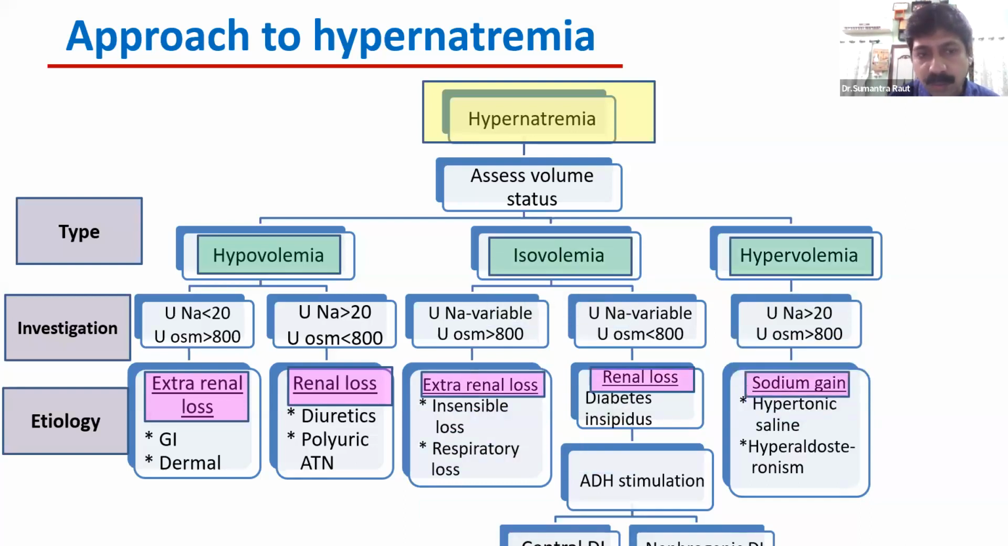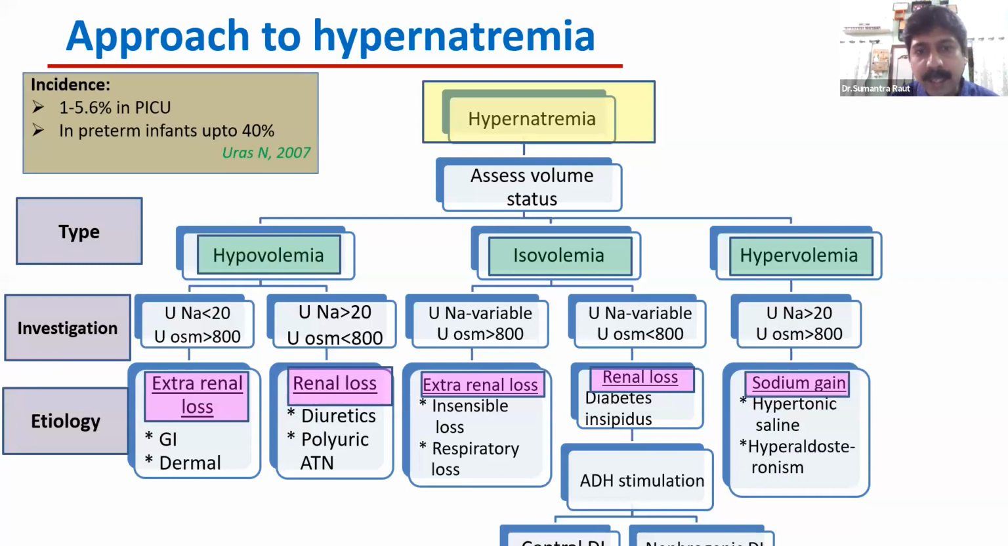So now coming to how to differentiate this, for that we again need... Sumantra, can we stop here? Sir, can you just summarize? One slide more, sir. Only one slide more.